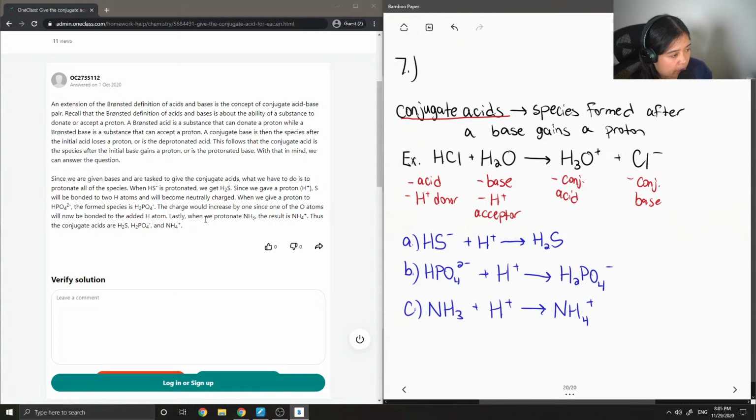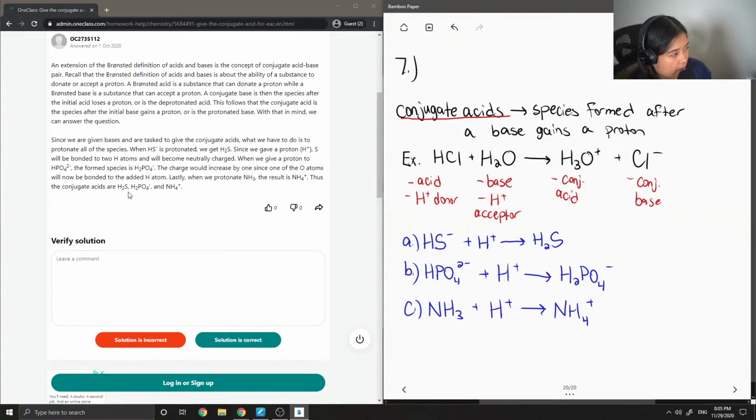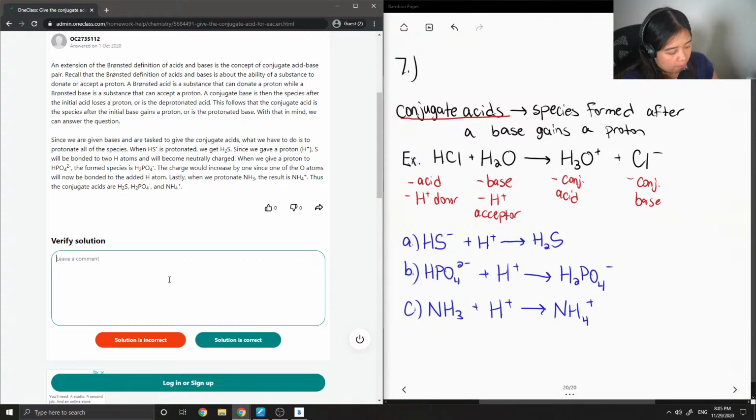Lastly, when we protonate NH3, the result is NH4 plus. Thus, the conjugate acids are H2S, H2PO4-, and NH4 plus. Yep, so this solution is correct.